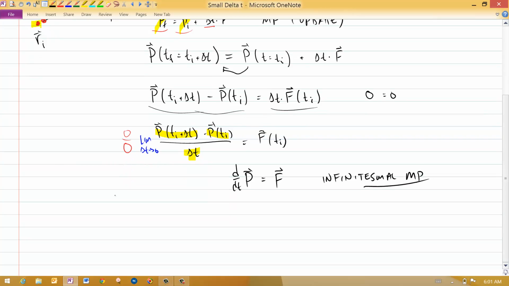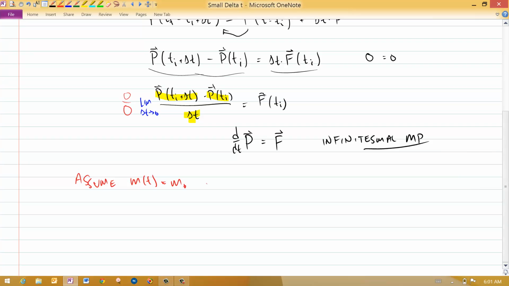Now there's one more thing we can do. There's an assumption we can make. We can assume m of t is some constant. We usually make that assumption. I'm talking about a baseball; its mass doesn't change while it is being thrown. But if the mass is a constant, then I can write this master form of the momentum principle as d by dt of some constant times v of t is equal to the force.